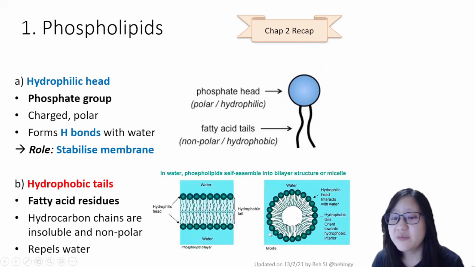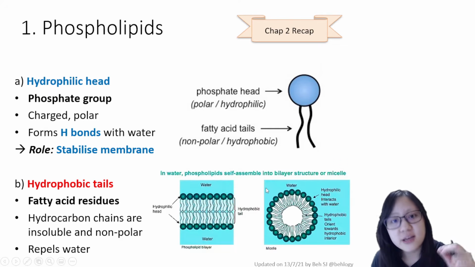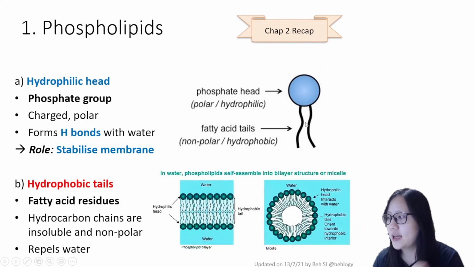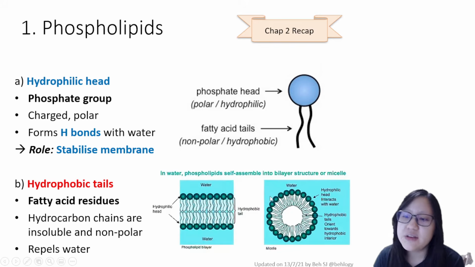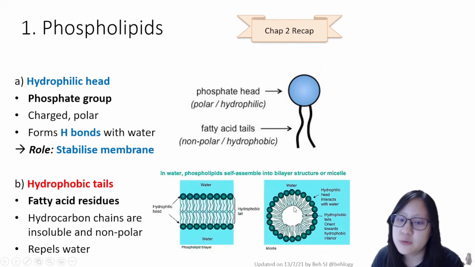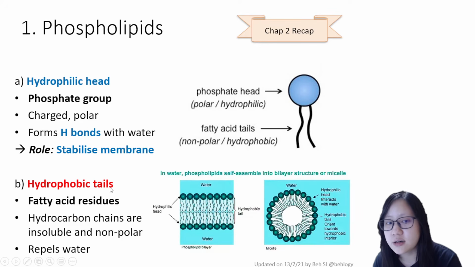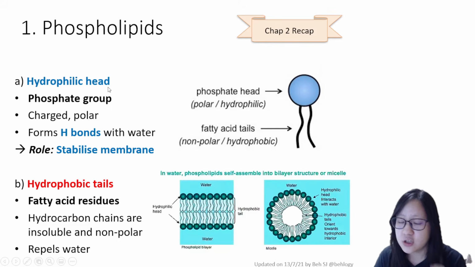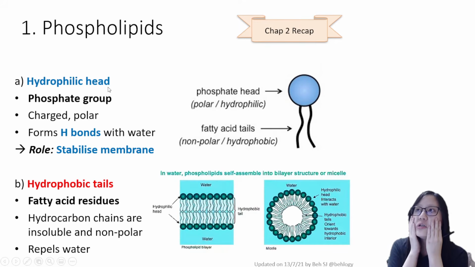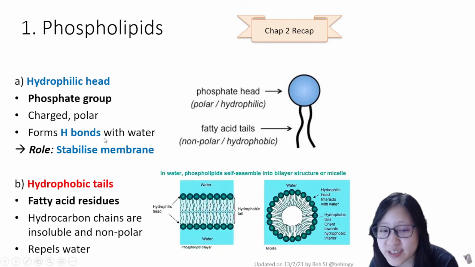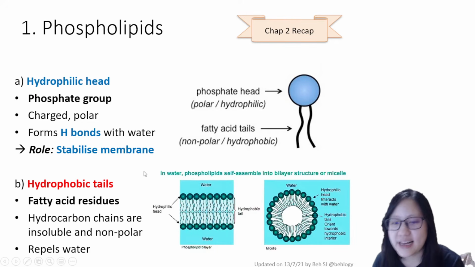Anyways, what is the point here? The point here is that phospholipids have a hydrophilic head and hydrophobic tail, and this allows them to self-assemble into different structures when you dump them into water. Okay, but what is the role of the hydrophobic tails? Hydrophilic head, oh my gosh, it's so easy to mess up. Hydrophilic head forms hydrogen bonds with water and stabilizes the membrane.